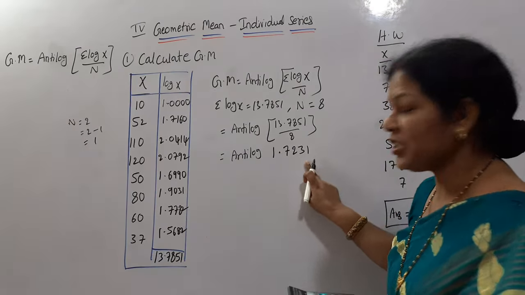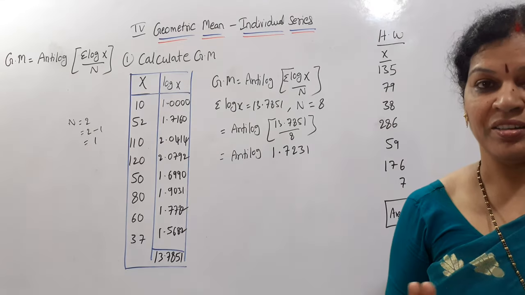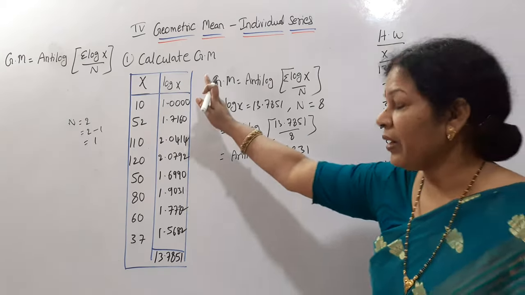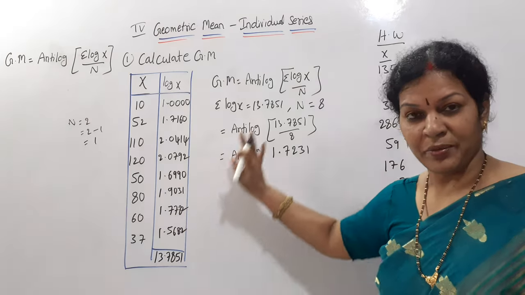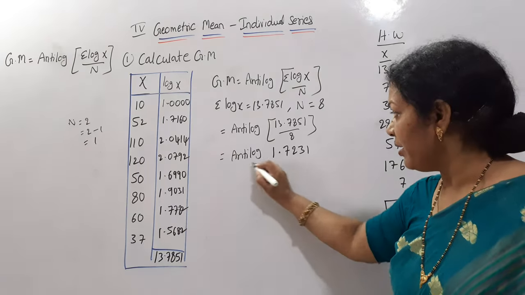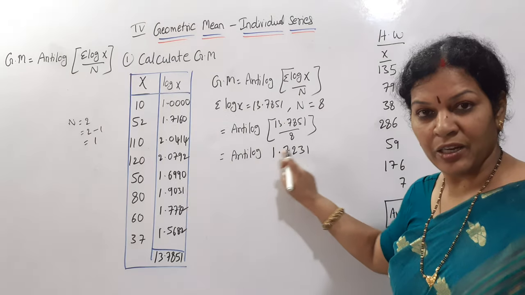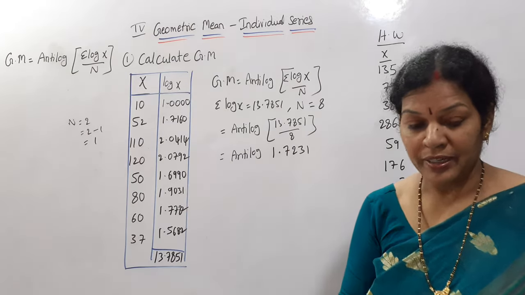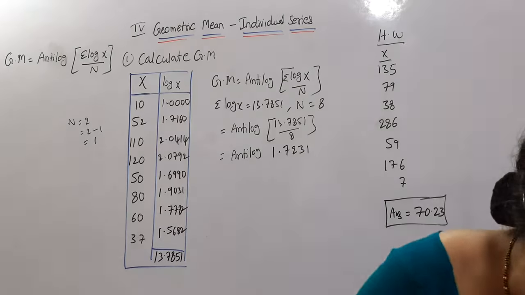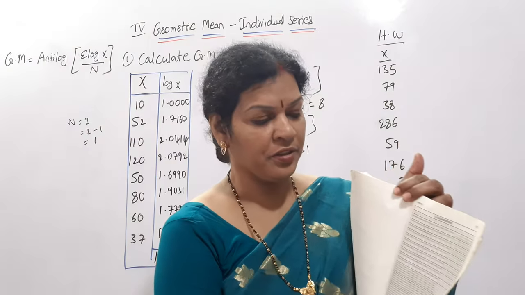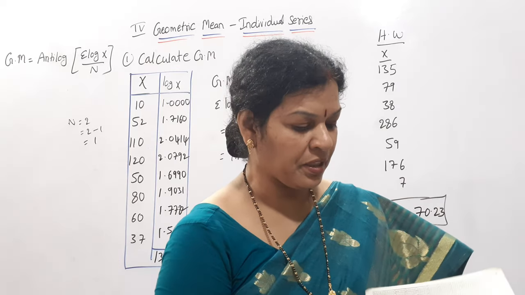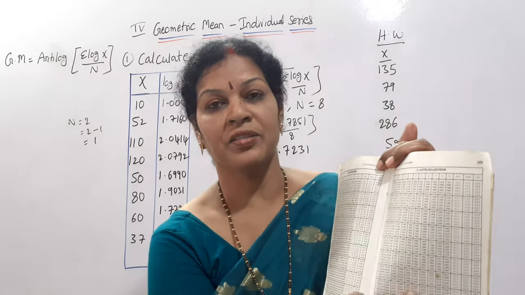So, for this we have to see the anti-log. So far we have seen the logs, okay? Log for this X and we have done the calculation. Finally, whatever answer you are getting, anti-log we have to calculate. Anti-log means there is a separate table. So this is the logarithms table, right? There is a separate table, anti-logs.